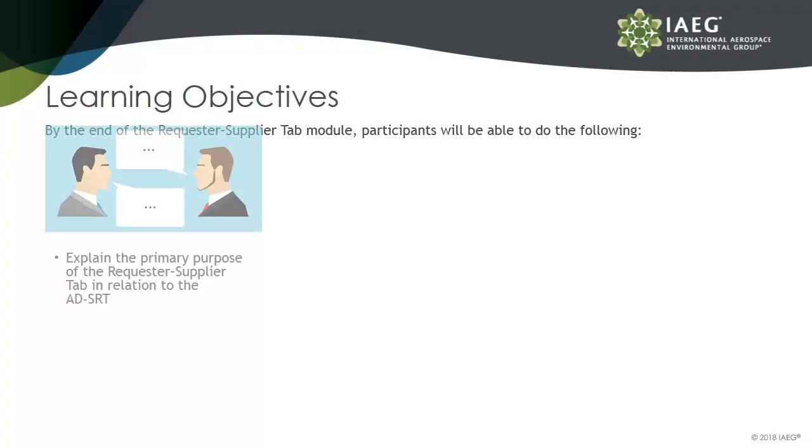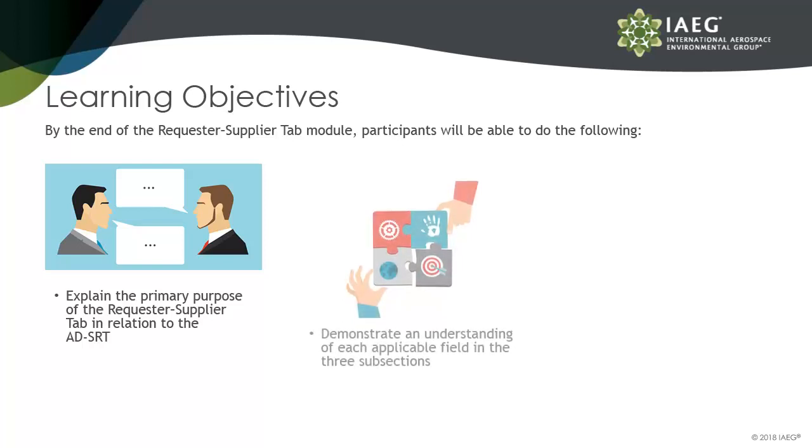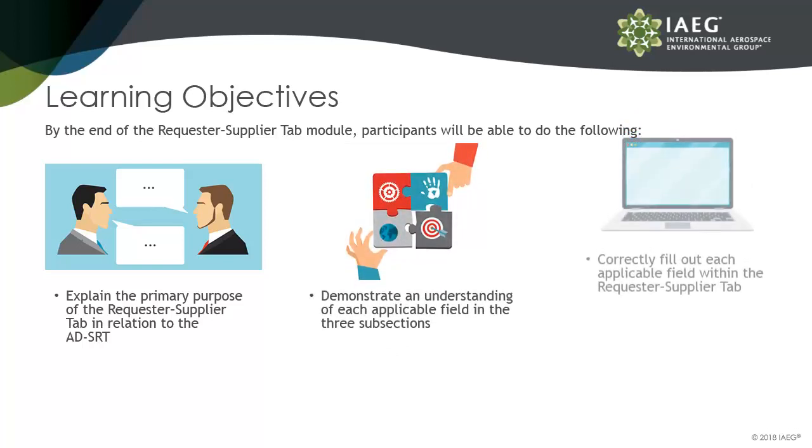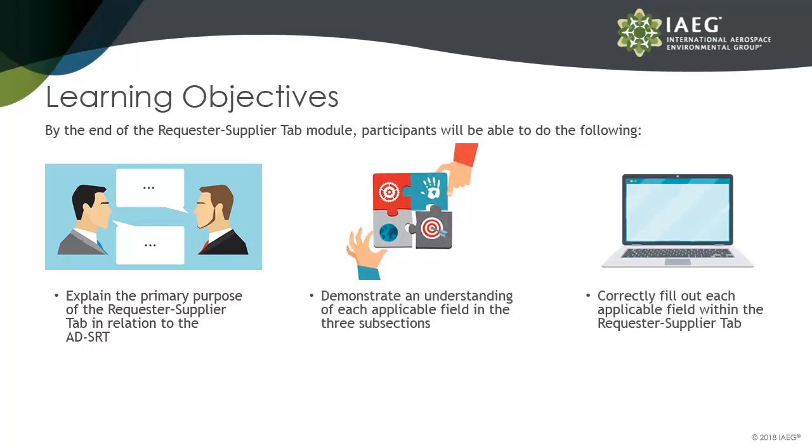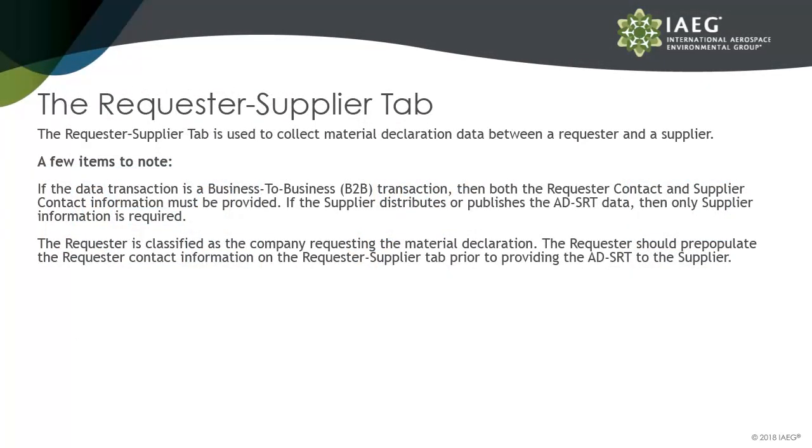By the end of the Requester-Supplier tab module, participants will be able to do the following: explain the primary purpose of the Requester-Supplier tab in relation to the AD-SRT, demonstrate an understanding of each applicable field in the three subsections, and correctly fill out each applicable field within the Requester-Supplier tab. The Requester-Supplier tab is used to collect material declaration data between a requester and/or a supplier.